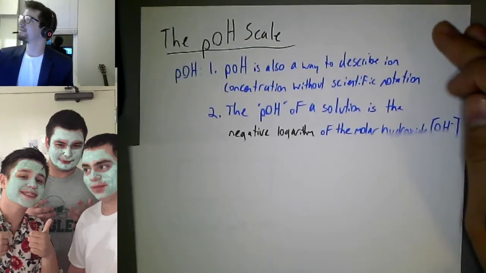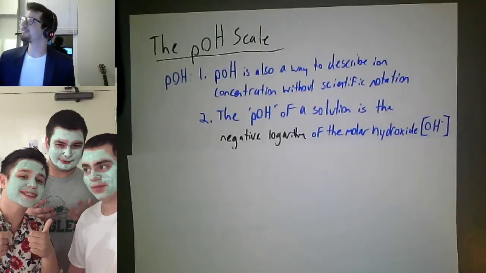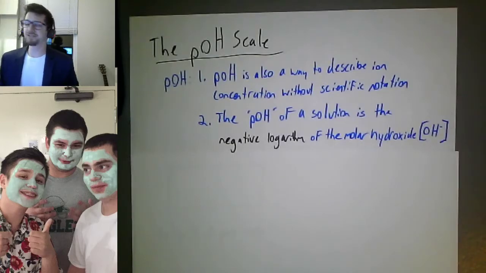except the pOH of a solution is the negative logarithm of the molar hydroxide. This may look the same as yesterday, but it is not. So the pOH is the negative log, we're still taking a negative log, of the molar hydroxide. So instead of taking the log of the hydronium number, we're going to be taking the log of the hydroxide number.